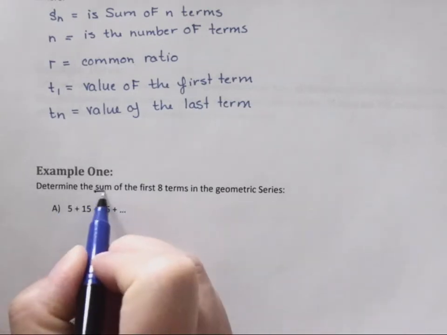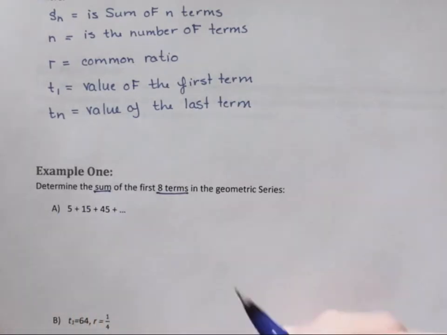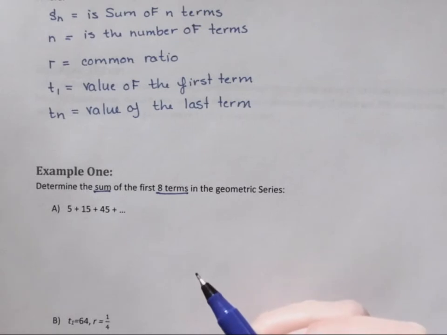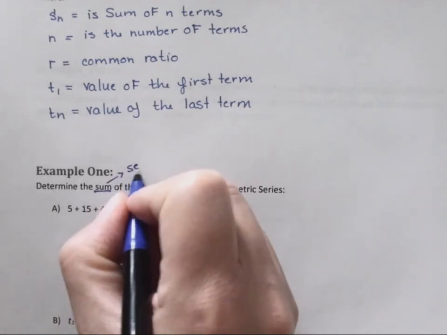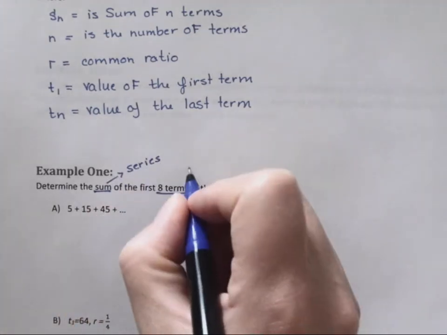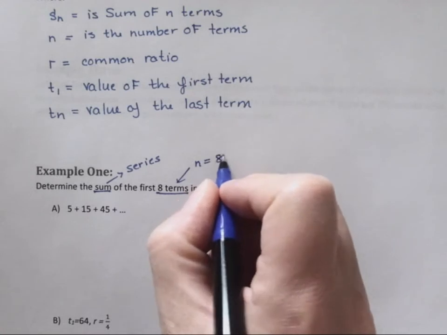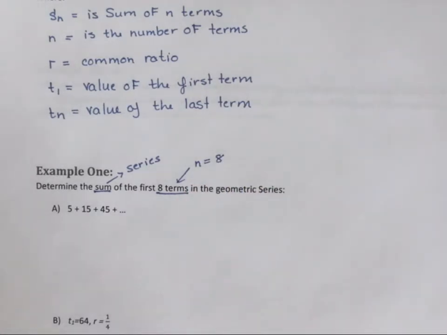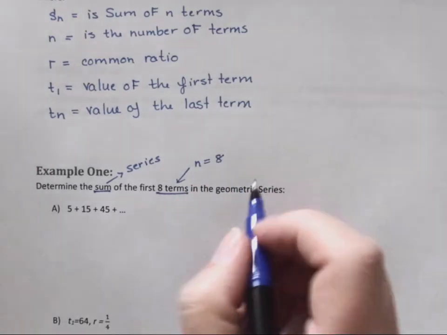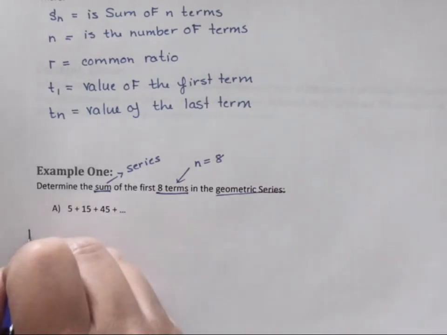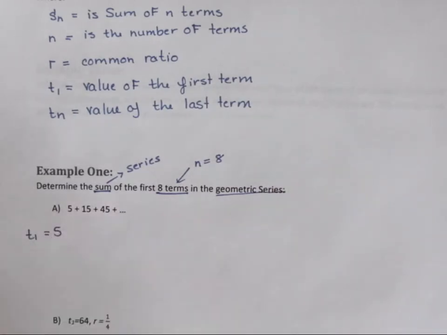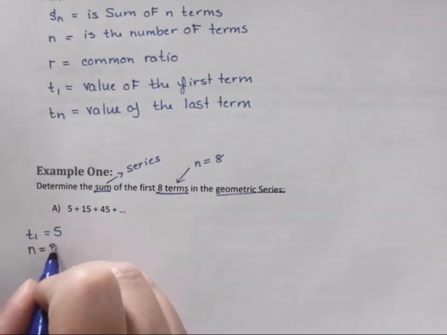Okay, so this says determine the sum of the first 8 terms. So I know I'm following the sum, so I know that I need a series here. And I know my n is 8, because it says the first 8 terms. And it's telling me it's geometric. All right, so I know my T1 is 5. The value of my first term is 5. I know my n is 8.